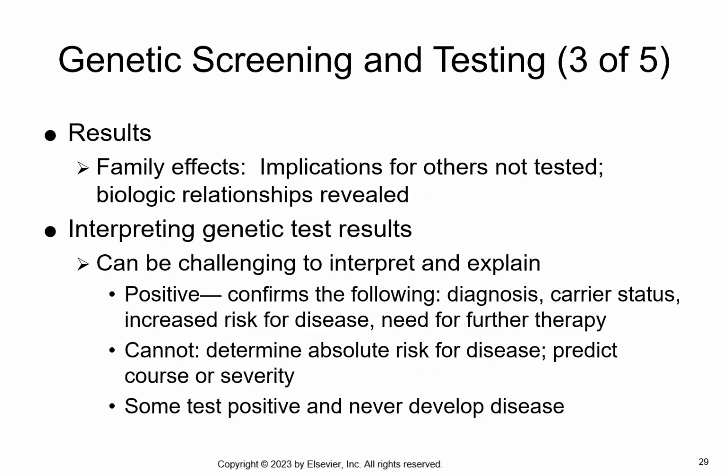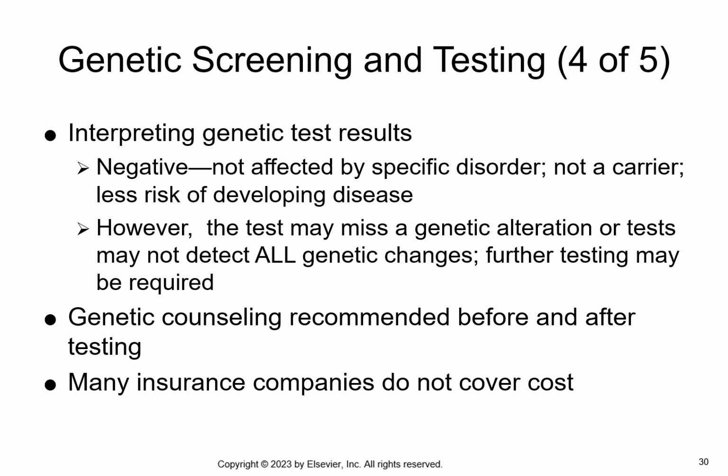But family effects, I've talked about these already. There are implications for those who are not tested. Sometimes you find kin folks that you didn't expect to find, and that can be disruptive to family relationships. Then we need to make sure that we're interpreting, and helping patients interpret, some of these tests in a positive way. If the result is positive, they have the disease, they have the gene. If it's negative, they're not affected by a disorder and not a carrier. Oh, and a lot of insurance companies do not cover the cost of genetic screening.